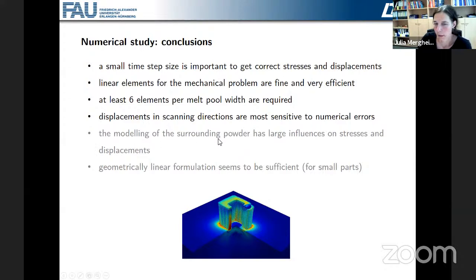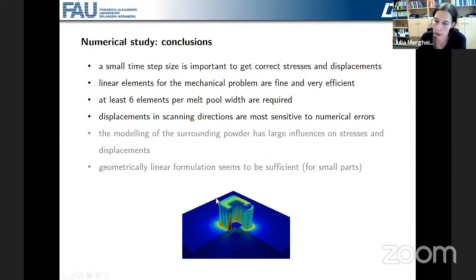We also studied the modeling of the surrounding powder. I didn't show that here. That has a very large influence on the stresses and displacements. However, we have to study that further because this linear elastic assumption is also, of course, a simplification. Therefore, one has to be careful with the interpretation of these results. In the examples we studied here, the geometrically linear formulation seems to be sufficient. But of course, these are very small parts, so that can be different when one has larger parts or parts which have a different geometry.